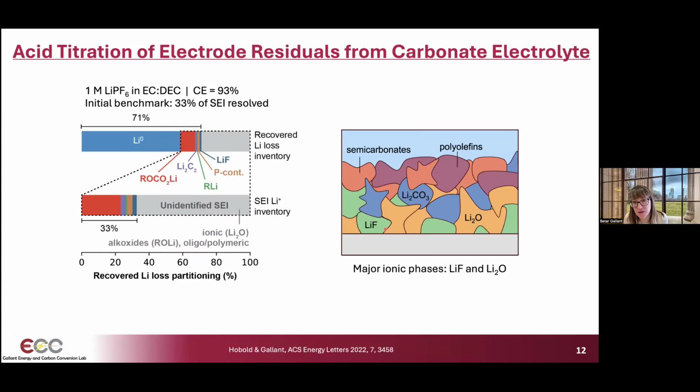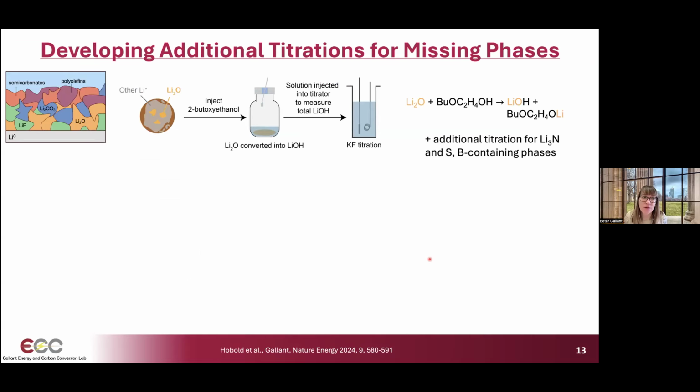So I started out introducing that the two key ionic phases in the SEI are lithium fluoride and lithium oxide. We have the ability to measure this. So far, we really didn't have the ability to see anything about lithium oxide on the same metric. And so we took that as a challenge and focused on developing a capability that would allow us to similarly quantitatively titrate lithium oxide.